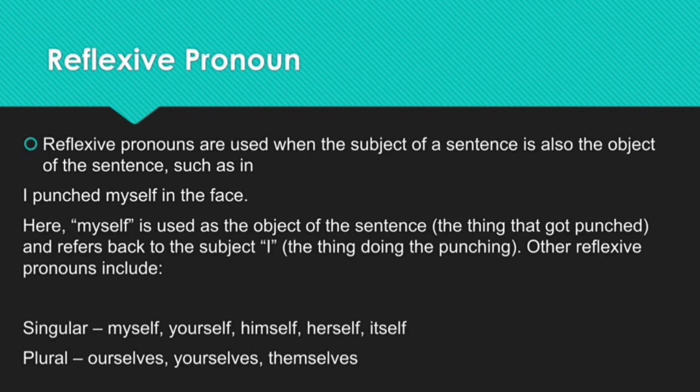Here myself is used as the object of the sentence, the thing that got punched. So who got punched? My face, right? So that's why I'm using myself. And it refers back to the subject I, the thing doing the punching. Other reflexive pronouns include, in singular: myself, yourself, himself, herself, itself; plural: ourselves, yourselves and themselves. I hope it is clear to you. Let's move to the next one.